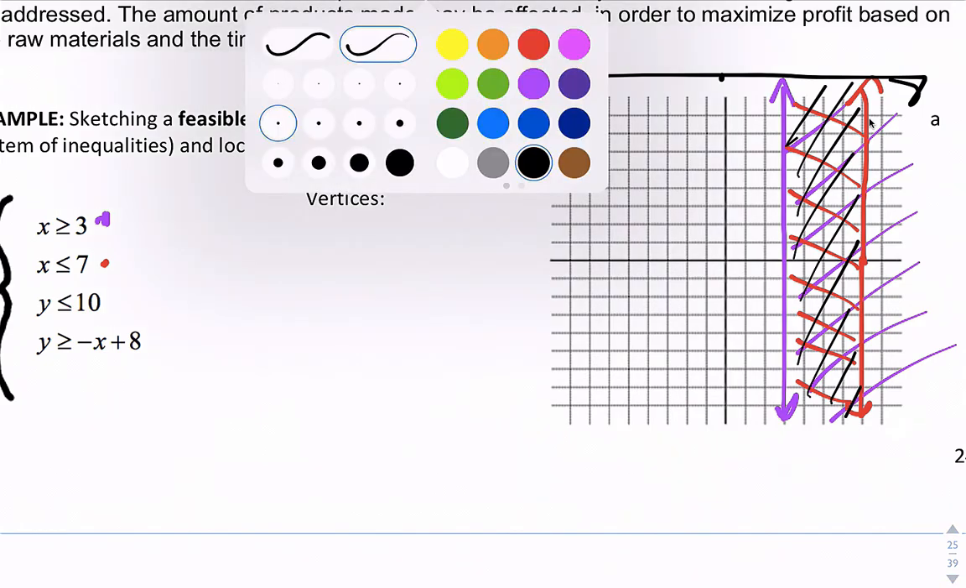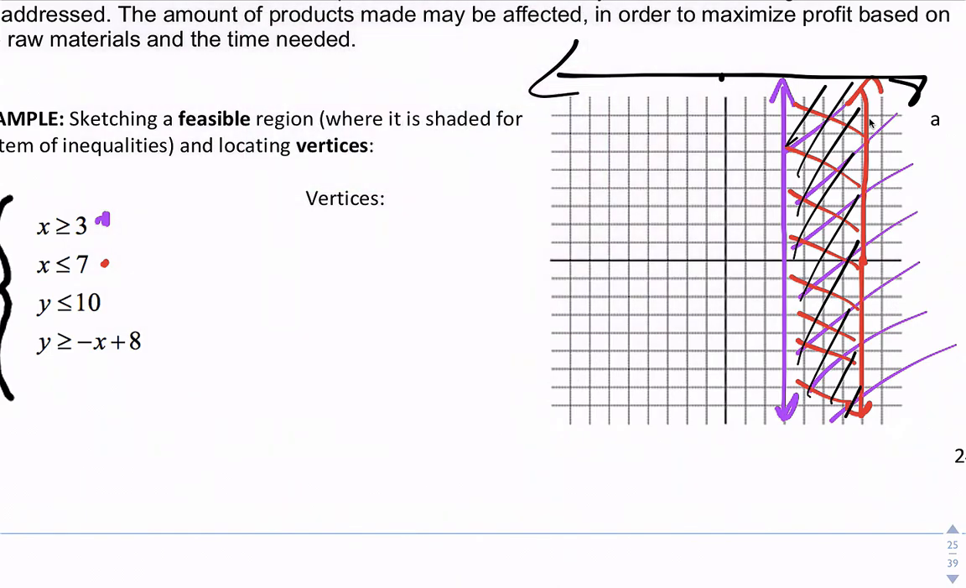And the last one, we're going to graph where y is greater than or equal to negative x plus 8. So this starts at 8. And it has a slope of negative 1. And it's a solid line.